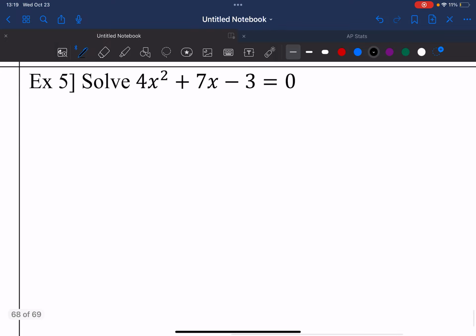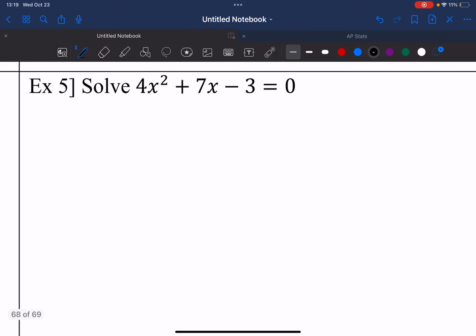Number 5. Remember, my first step is to see if it's in standard form. Well, yes, it is in standard form. Now I'm going to check if I can take a GCF out. So I'm asking myself, is there a number that can go into 4, 7, and negative 3? Well, there is no number besides 1, so that means I do not take out a GCF, and I go straight to doing my a times c method. So a times c is 4 times negative 3, which gives me negative 12, and my b value is 7.